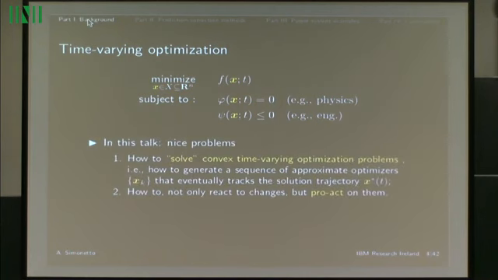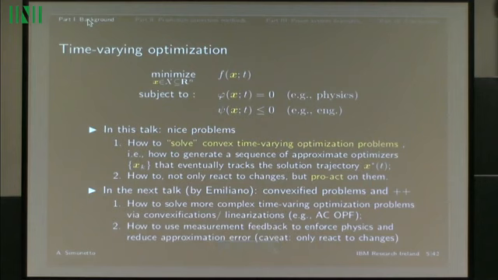So in this talk, I will look at some nice problems in the sense of convexity, and how we can generate solutions or approximate solutions that eventually track the solution trajectory. So you start arbitrarily, you build up some algorithm that eventually tracks the solution trajectory of your optimization problem while it changes over time. And we will not only react to the changes of the optimization problem, say by measuring the wind or the solar, but we also proact on those changes by predicting how the optimal solution will change from time to time.